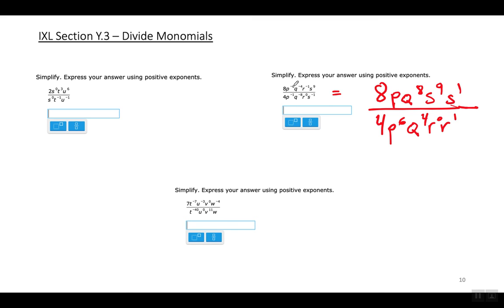Si tenía un exponente negativo, lo escribí en el otro lado. So now here's my expression without any negative exponents, okay? Aquí está la misma expresión, pero sin ningún exponentes negativo.